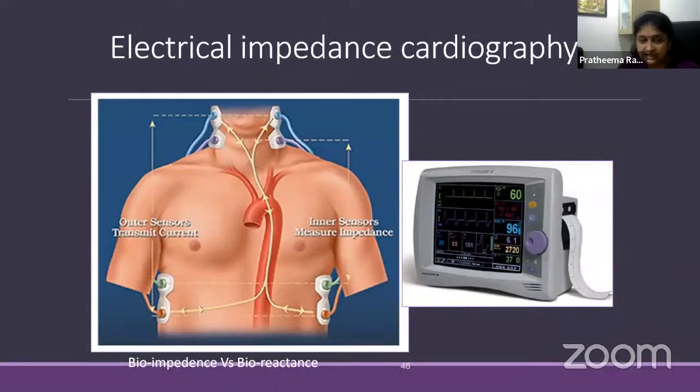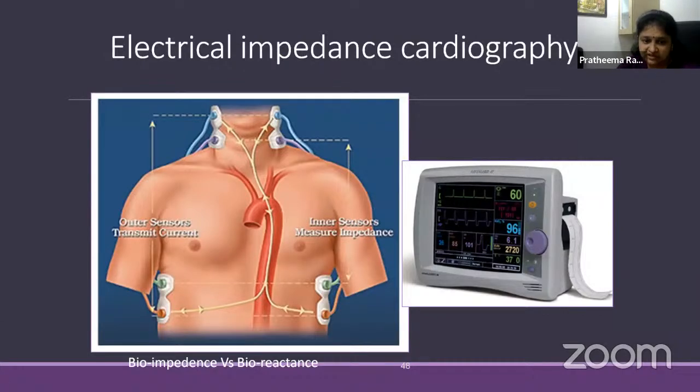Then we go for the electrical impedance. We know that there is interaction between the heart and lung. When there is increased intrathoracic volume, during inspiration, the blood flow changes. And when there is exhalation, the blood flow changes. So sensors are put on the chest, and it is all monitored with the impedance, how it is transmitting current, and everything is shown on the monitor.